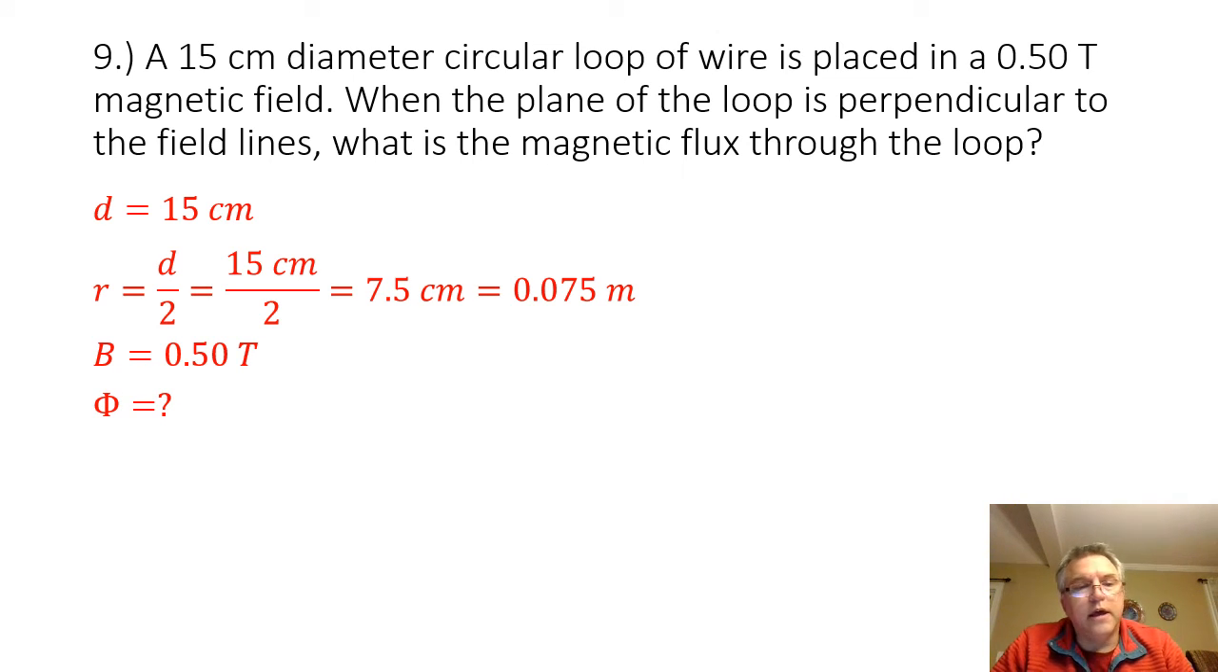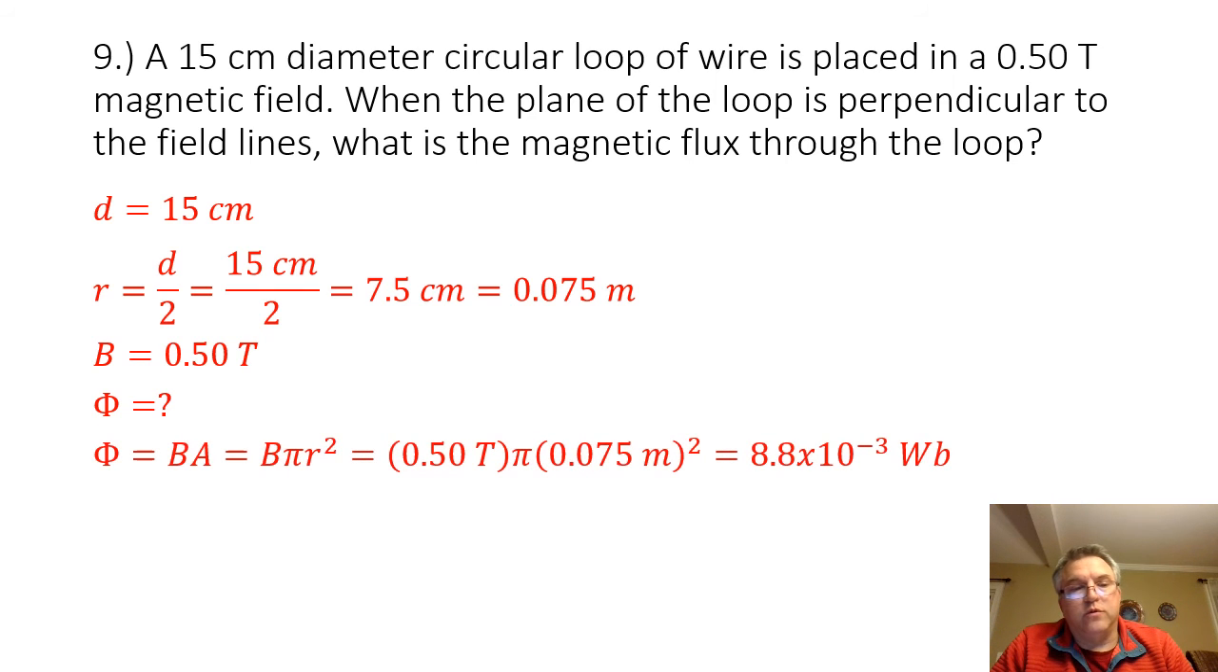I know that the magnetic flux is equal to the magnetic field times the area, or phi equals B times A. And I know my area is pi r squared. So I plug my known values into that equation, and I will get a magnetic flux of 8.8 times 10 to the minus third Weber.